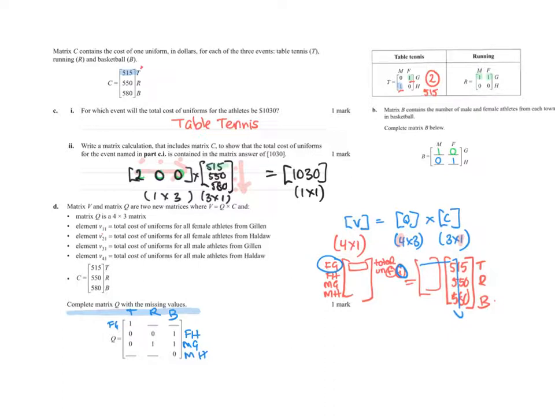So how many female runners did we have? We had one at Gilligan. We had 1 female runner, and we had 0 basketballs. So we pop that in there. And the last one, we want males at H. So males for table tennis, I had 1. And males for running at H, I had 0. And just to double check, males for basketball was 0 too. So there's that answer there.